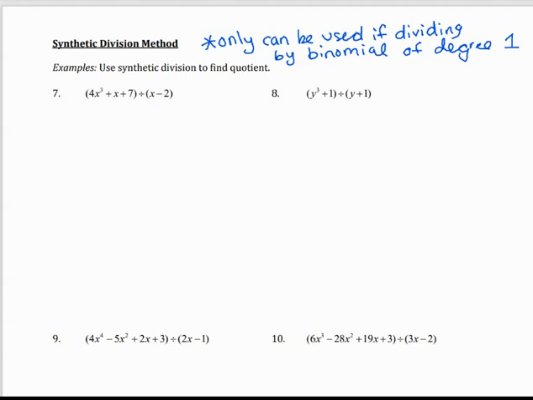Okay, so a lot of people like this way because it's much more efficient. However, it can't always be used, so that's why we need to know long division. So let's look at how this works. For synthetic division, we're just going to use coefficients and constants.